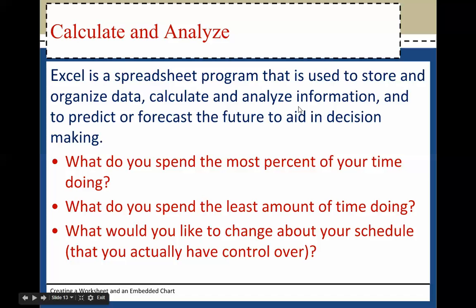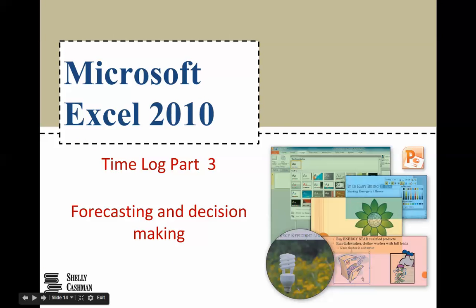Excel is a spreadsheet program that is used to store and organize data, calculate and analyze information. So you took the basic information that we had, you add the max, min, and percent, and now it helps you to get more information. So now you can actually answer these questions because you have calculated and analyzed information. What do you spend the most percent of your time doing? What do you spend the least amount of time doing? What would you like to change about your schedule that you actually have control over? Answer those questions, and then tomorrow we're going to go on to part 3.